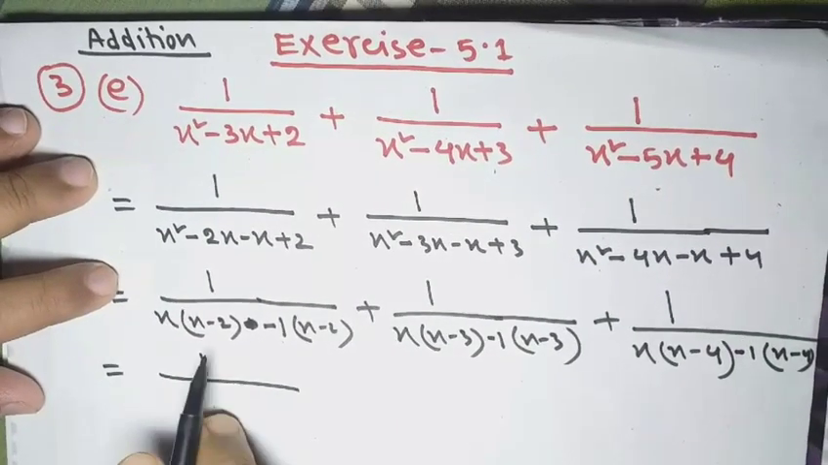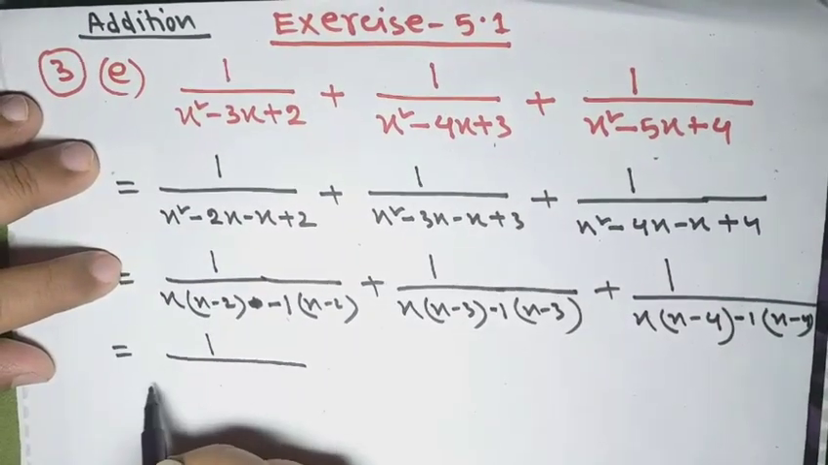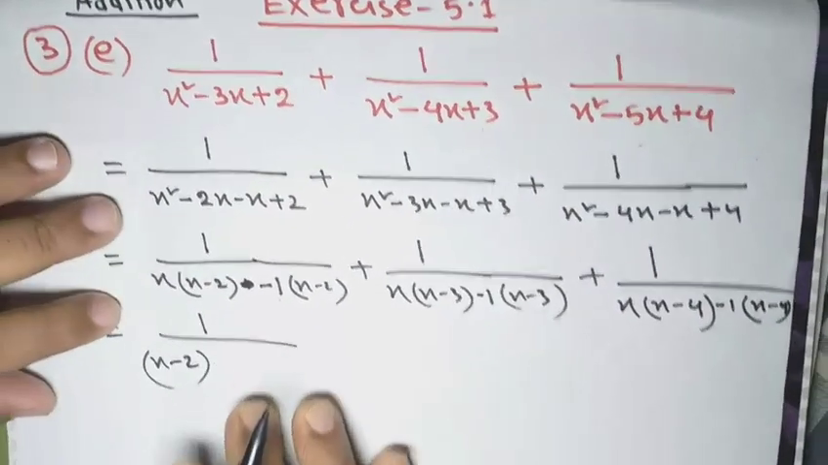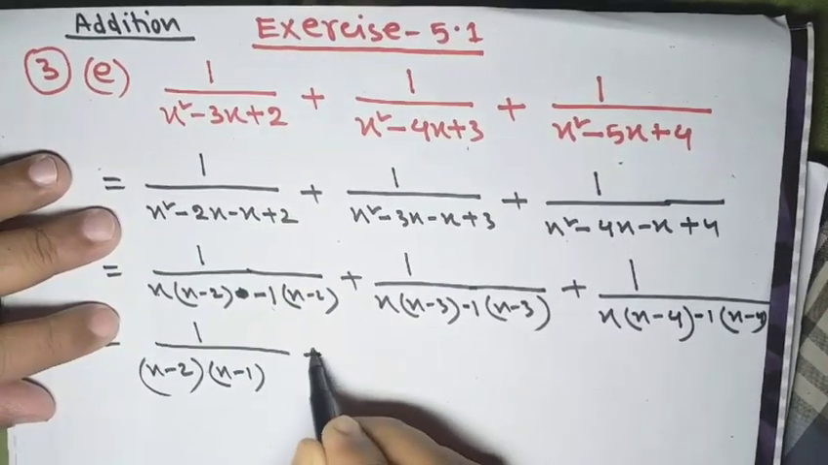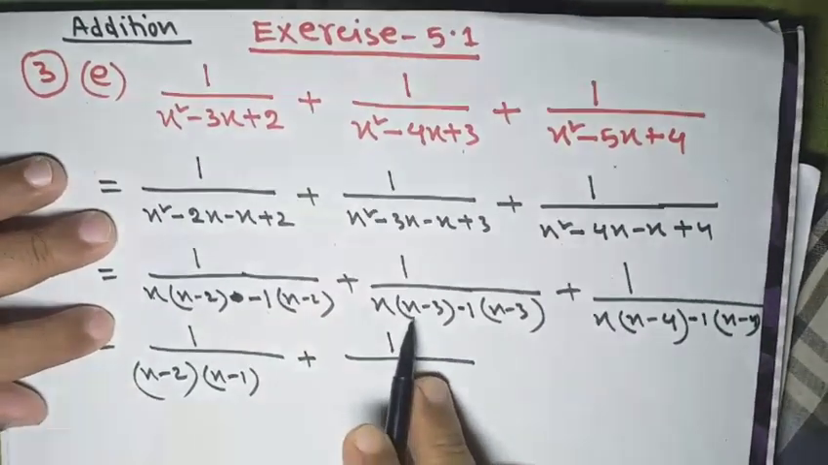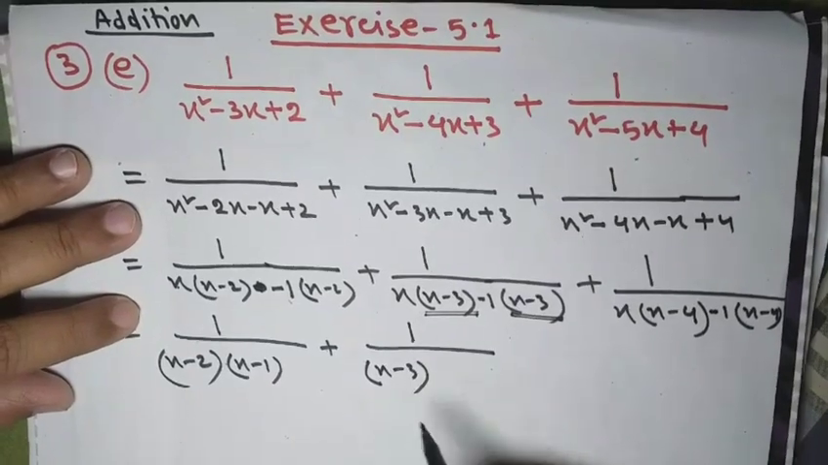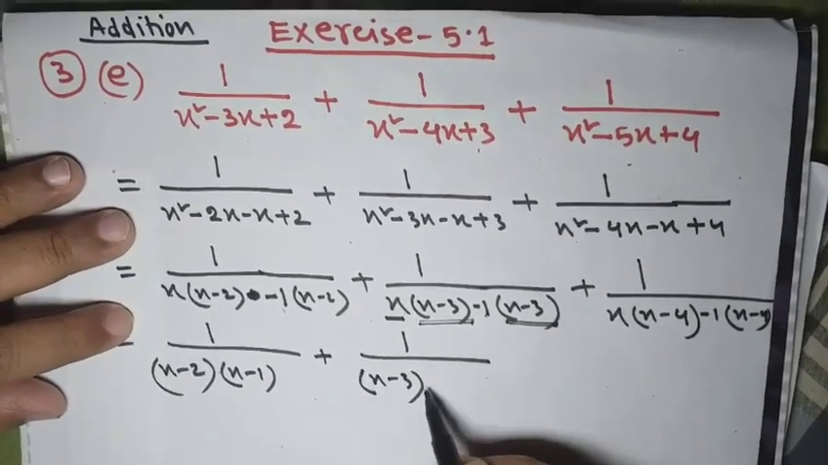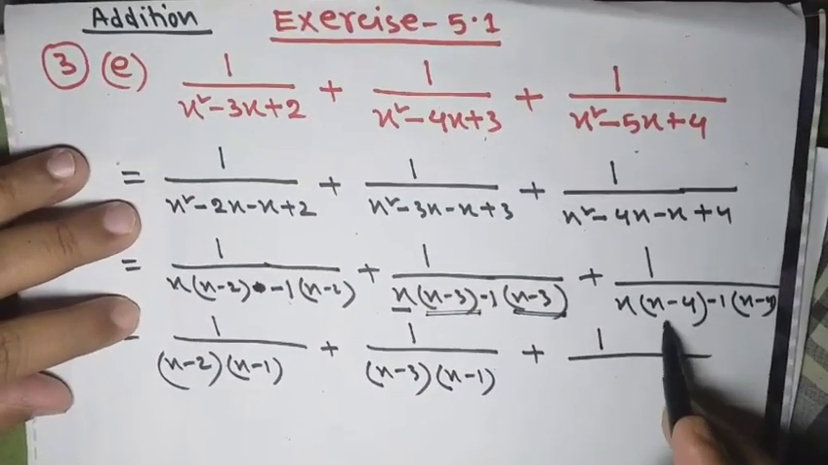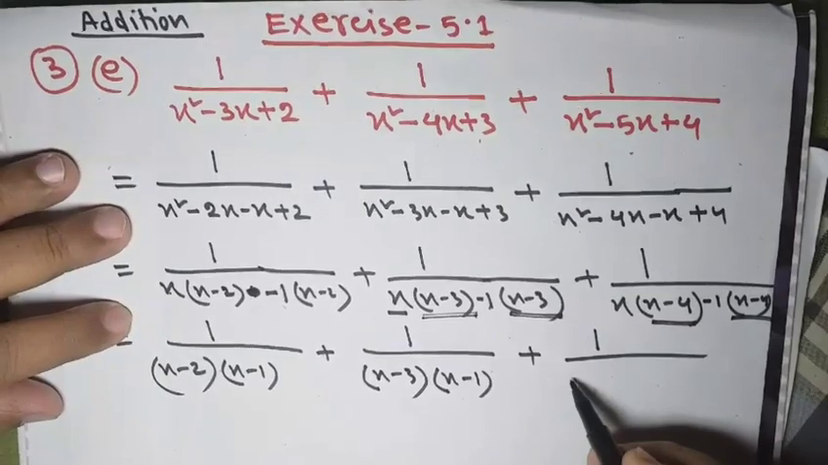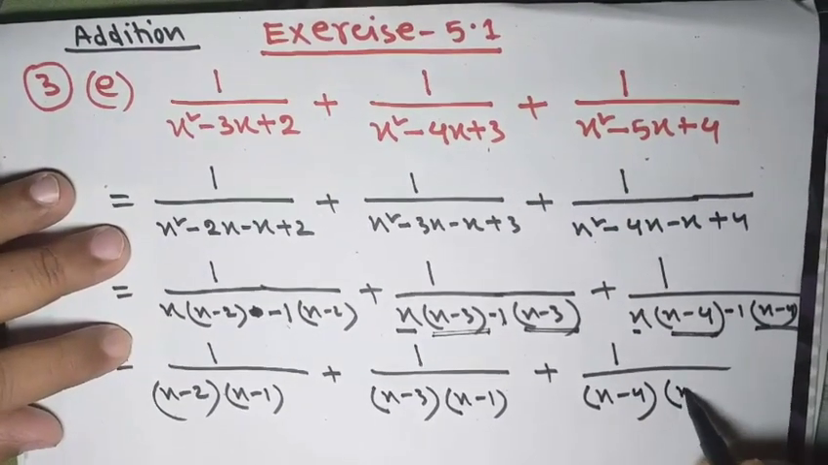If we follow here, x minus 2 is common from these two terms, so x minus 2 common, and what is remaining here? x and minus 1, x minus 1. Plus here also same method, x minus 3 and x minus 3 common, so we will take x minus 3, then x and minus 1 is remaining here. Similarly here also x minus 4 and x minus 4 common, so we will take common x minus 4 and x and minus 1 is remaining here.